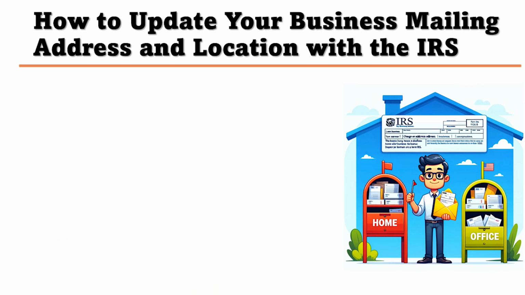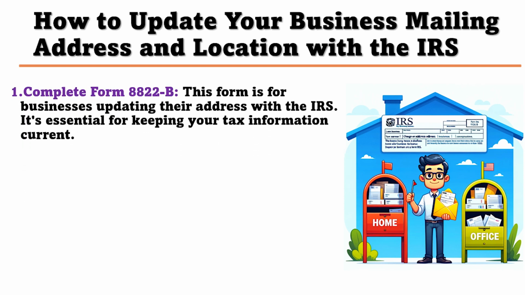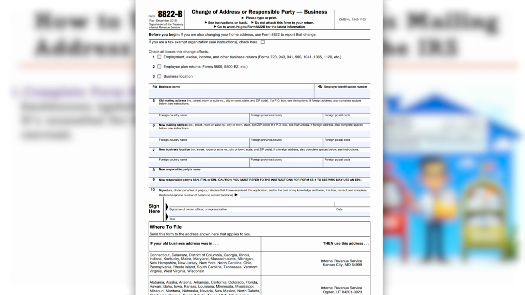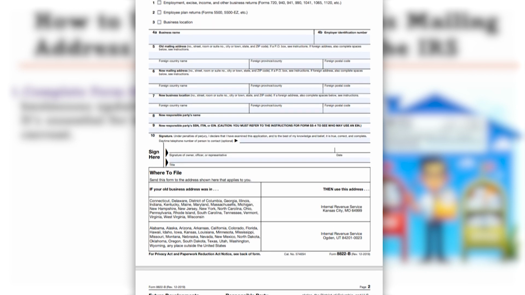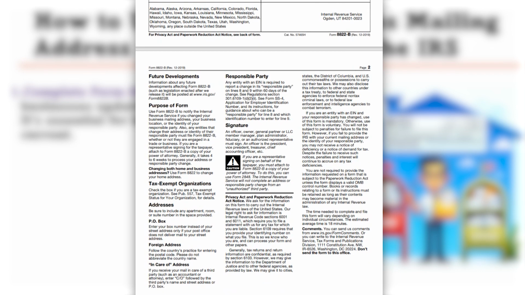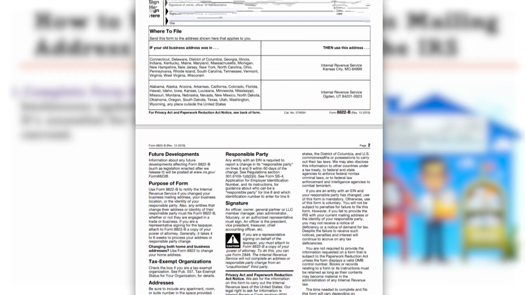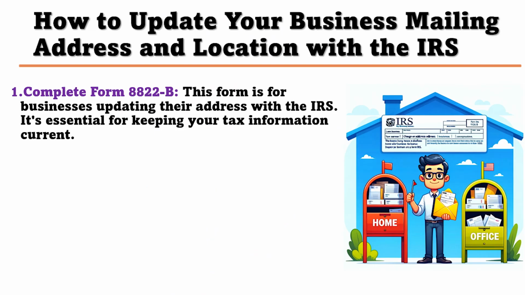So one would ask, how do we update our business mailing address, location, and responsible party with the IRS? Now, we've talked about this form from the beginning. The correct form to use is Form 8822B, as you see on your screen, okay? You use this form to update your address with the IRS. It's also essential for keeping your tax information current.